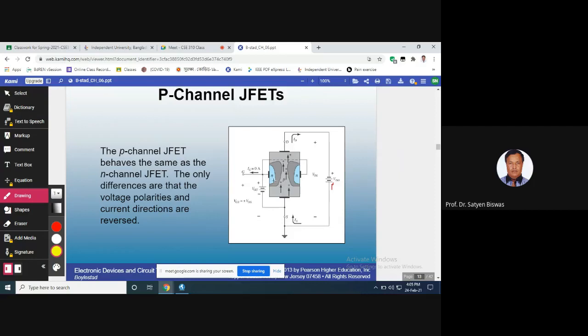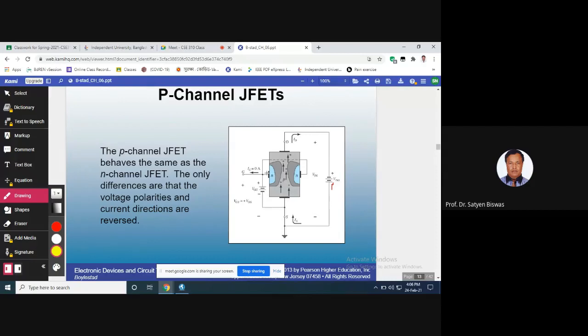So in this case, the lower side is more positive, and the upper side is less positive. That means the difference between the voltages will be more in the upper side than the lower side, and the depletion region will be almost the same shape as the N-type JFET. Right? It was very similar to the N-type. The upper side will be bigger, and the operation is the same.